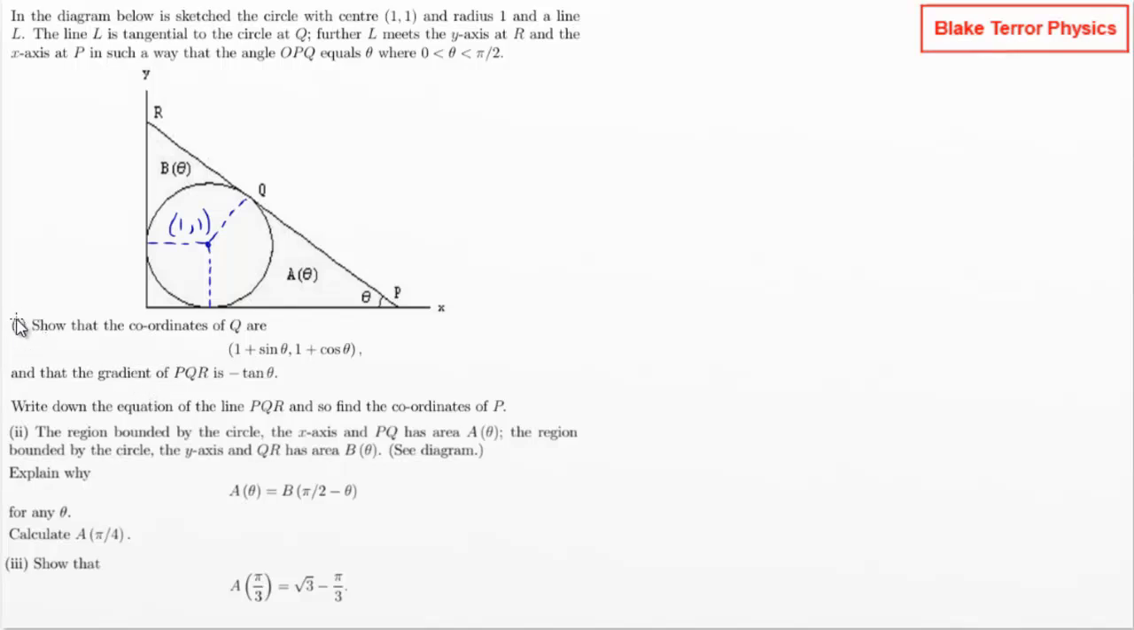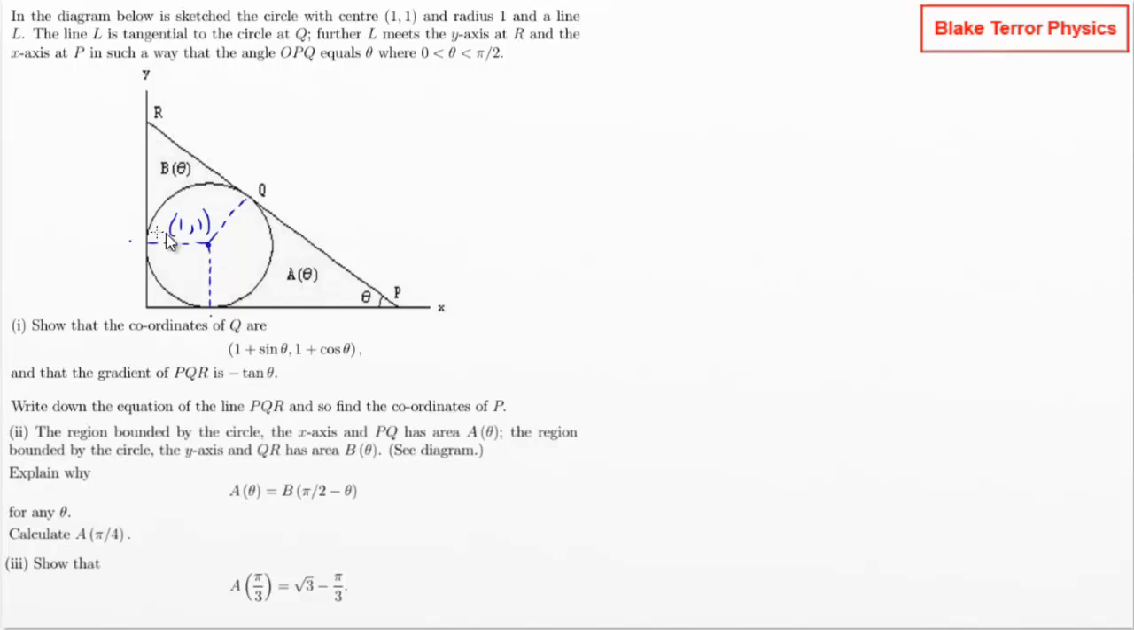Right, let's get on with the first part of the question. Show that the coordinates of Q are (1 plus sine theta, 1 plus cos theta). The gradient of PQR is minus tan theta. Quite often with these, it's not immediately apparent what to do, but there are a number of things pushing us in a certain direction. Number one, there's only one fixed point really that we've got on here, and that's the centre of the circle. I suppose we do know the touch points on the x-axis and the y-axis, but they're further away from Q.